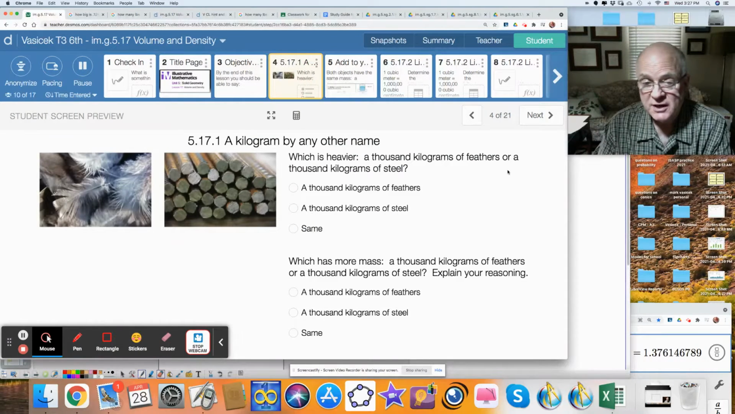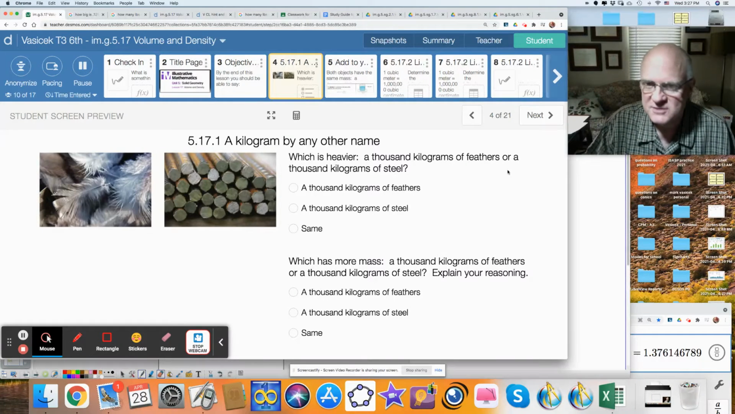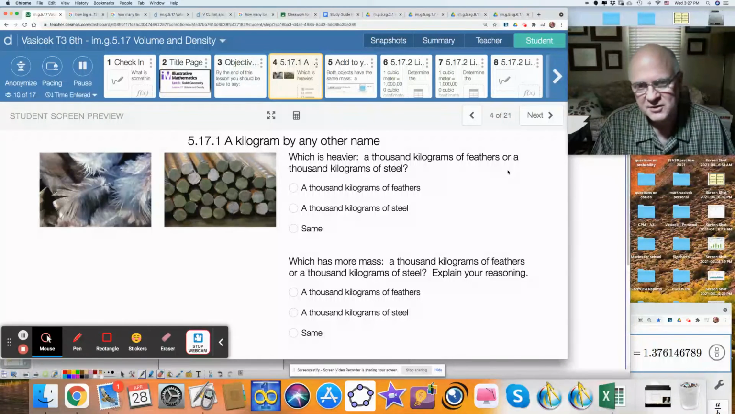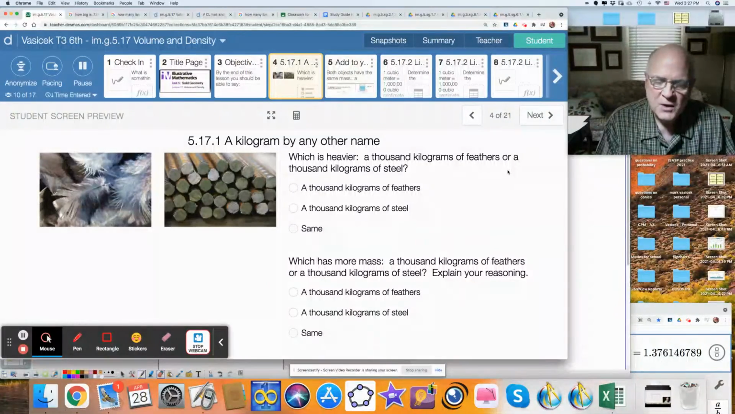So the first question I have for you is, which is heavier, 1,000 kilograms of feathers or 1,000 kilograms of steel? And the second question is a trick question. It says, which has more mass, 1,000 kilograms of feathers or 1,000 kilograms of steel? And explain your reasoning. Both of these questions are ones that I might ask a Webelos Cub Scout because they like these silly kind of joke type things.